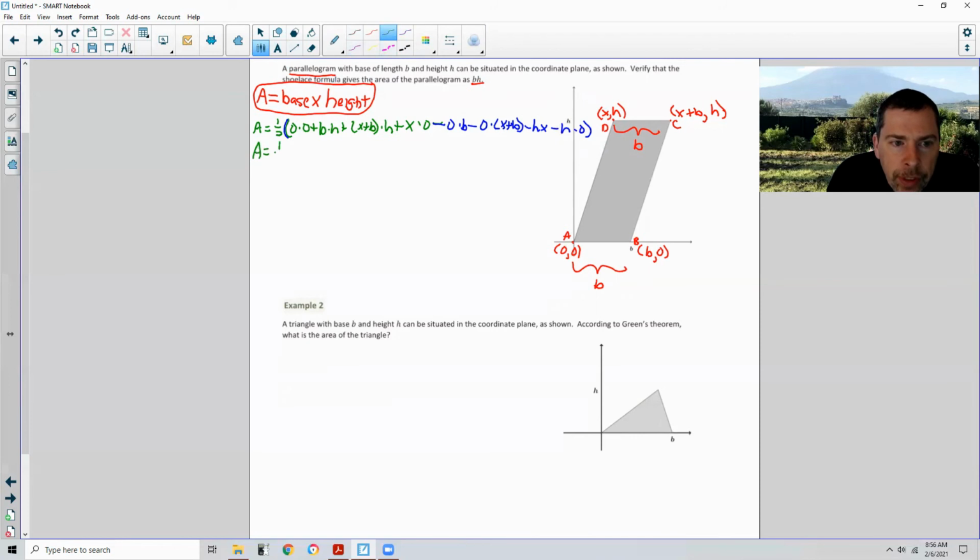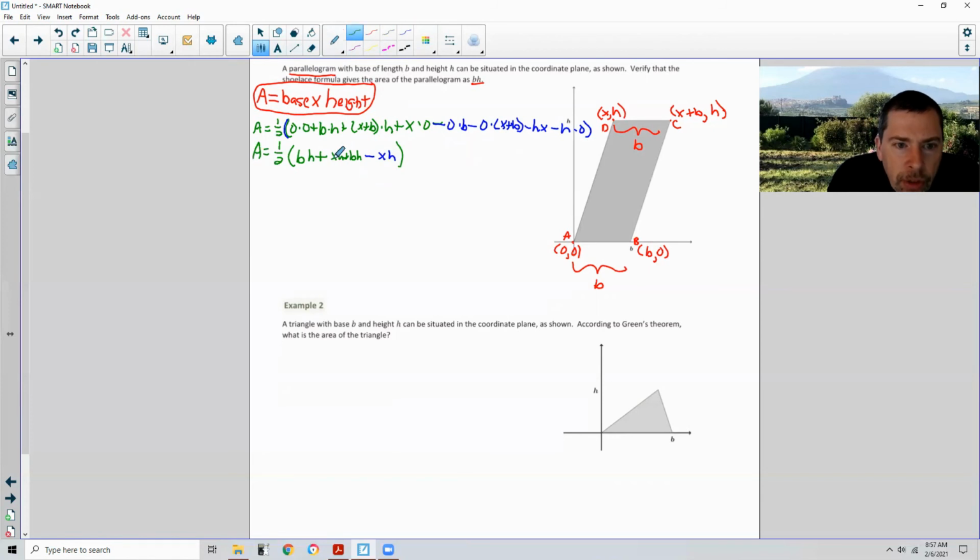So area equals 1/2, and 0 times 0 is 0, plus b times h is bh, plus x plus b times h, so it'd be plus x plus b times h, which is xh plus bh, if I distribute, plus, this is 0, and then this 0 times b is 0, minus 0 times this, which is 0, minus hx, so this is going to turn into a minus sign. Let's switch to blue for this side, minus, and let's put the x first, xh, minus h times 0, which is just 0. So then when I close these parentheses, I have bh plus xh plus bh minus xh.